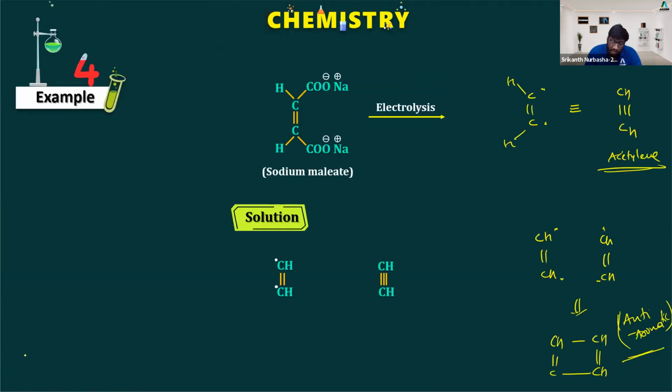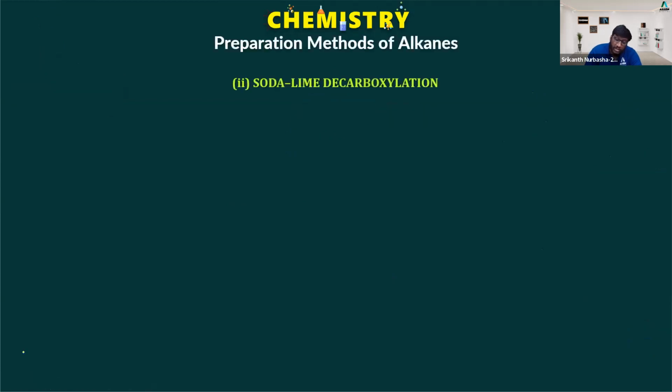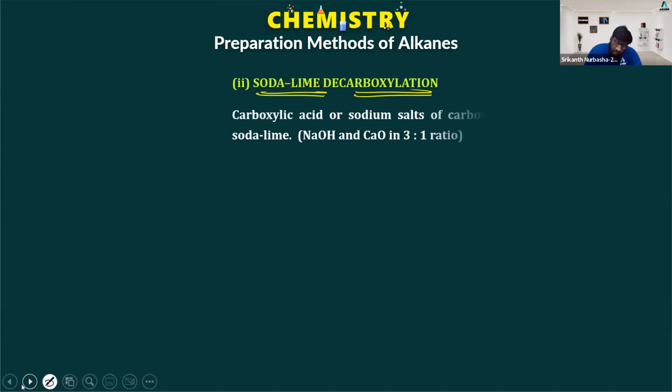Yes, these are the techniques of producing the respective alkanes from Kolbe's electrolysis. The next one is the decarboxylation reaction, soda lime decarboxylation. So a carboxylic acid or the sodium salt of a carboxylic acid is heated with soda lime. Soda lime means NaOH in the presence of CaO in a 3:1 ratio. We will be producing what?